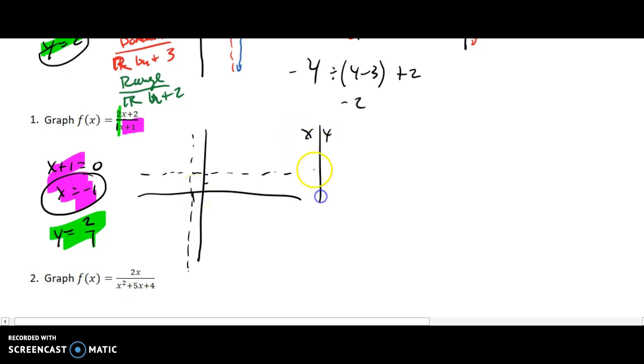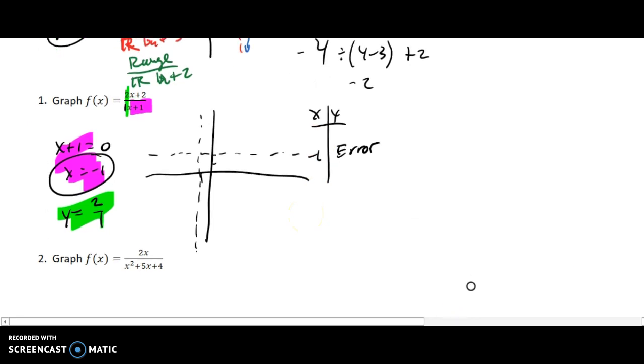So there's y equals 2, x equals negative 1, and then now we need to make an xy chart. Negative 1 is the error, so we want a B on this one. A would be picking 5 numbers. We're just going to pick one number, so I'm going to pick 0. It's a really easy one.